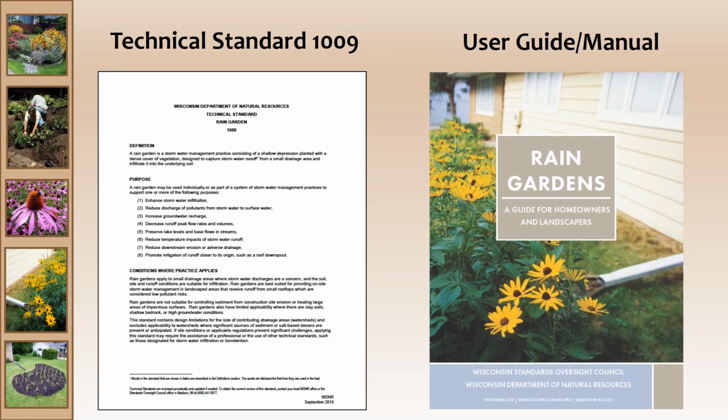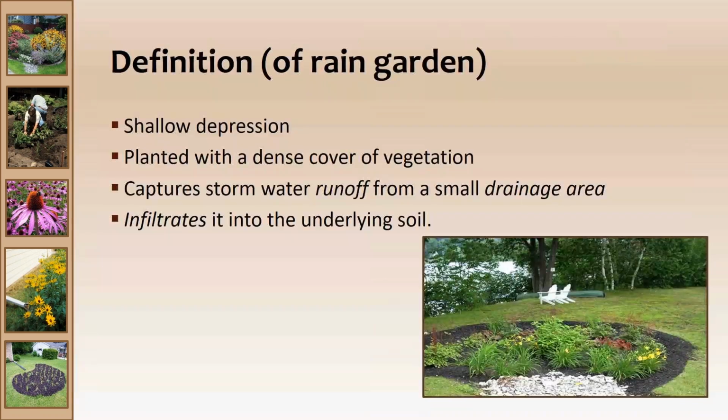The text standard is number 1009. It's very plain Jane looking, just words on paper. There are a few graphics in it, but it's following a process or a format that was consistent with NRCS's formats, so that we're all on a very similar format for all standards. The rain garden user guide, or the manual, is very much picture oriented and how to. So we'll touch on some of that as well. There's also a black and white version available for download on the manual.